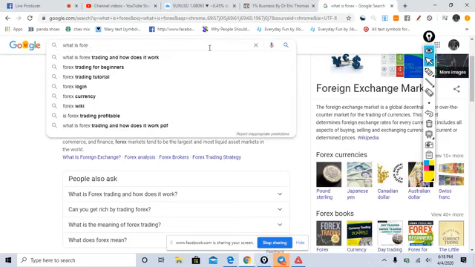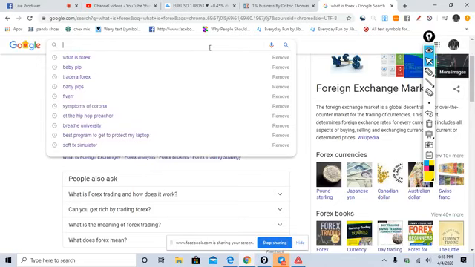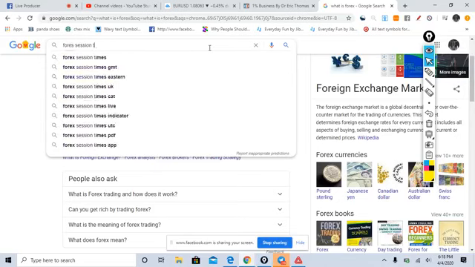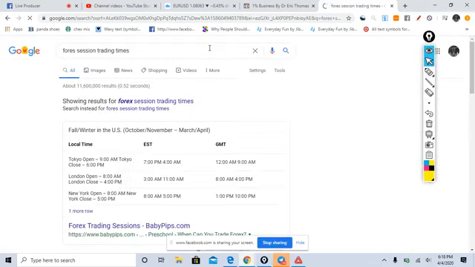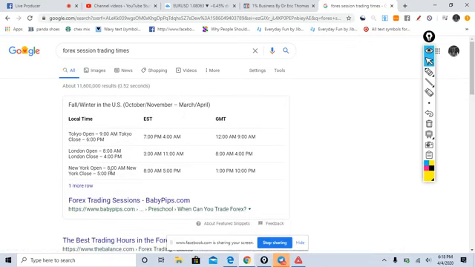I could just type it in for you guys. Forex session trading times. All right, check this out. I spelled it wrong. All right, so Forex trading session times. What we have here are the times of the three exchange sessions where, depending on the currency you're looking at, the session time might be the reason why there's more or less volatility with that currency or asset.